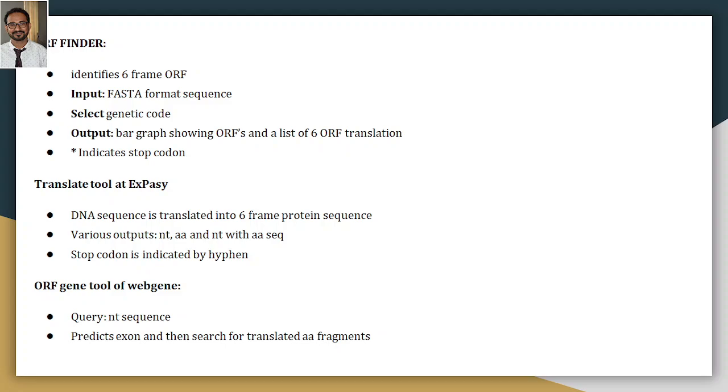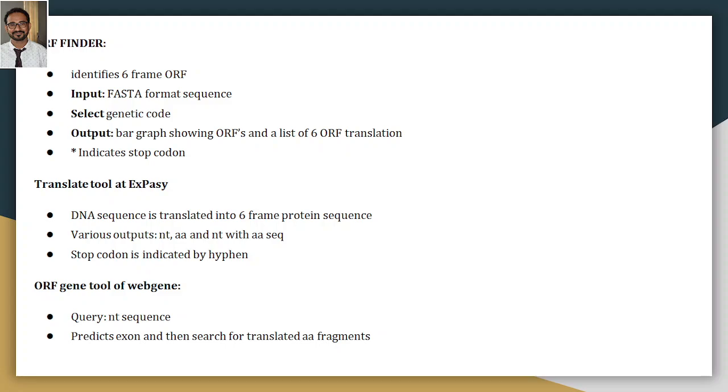Next, the Translate tool at ExPASy is also there. The DNA sequence is translated into 6-frame protein sequences, that is, 6 open reading frames. Various outputs will be there: nucleotide, amino acid, or nucleotide with amino acid sequence. These 3 options will be there. Next, stop codons are indicated by a hyphen. If a hyphen is there in Translate, that indicates a stop codon, whereas in ORF Finder it is a star.